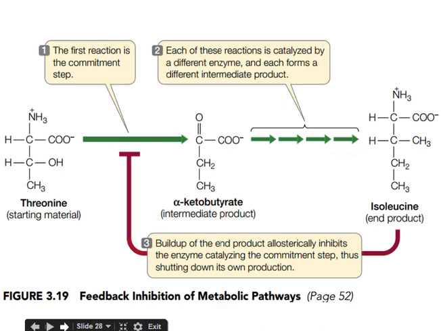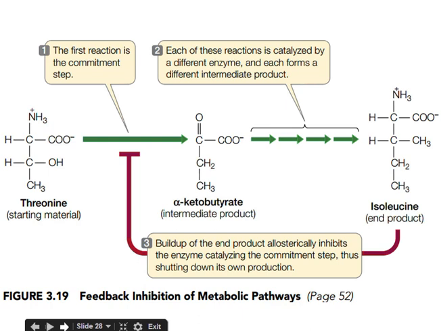So this is what we call feedback inhibition. Sometimes the end product of our enzyme action is going to end up turning off the enzyme to begin with. So for example, here I have threonine. This is the starting material, right? This is an amino acid. And then there's an enzyme, this big green arrow, that's going to convert this amino acid into alpha-ketobutyrate, which is an intermediate product. And then these next 4 arrows are a series of enzymes that are going to eventually turn it into isoleucine, which is our end product.